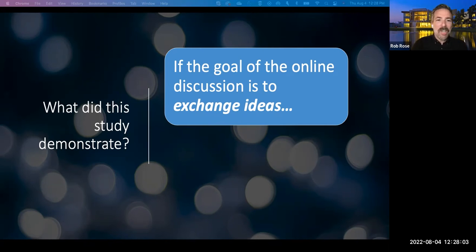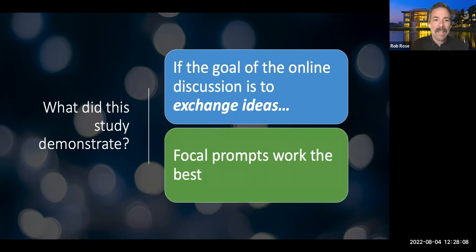What the study suggested is, if the goal of the discussion is to exchange ideas, they suggest that focal prompts work the best. You may remember this is also the one like the debate prompt, where they're taking a position and justifying it.